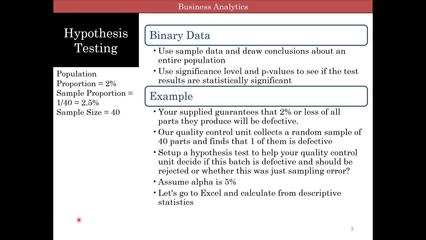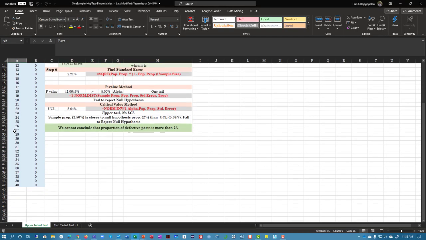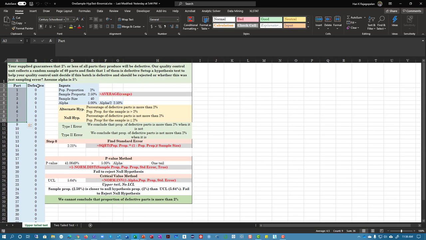Now let's take a look at Excel and see how the data is set up. Here we have the data, parts 1 to 40, and whether each is defective or not. Part 5 is defective out of the 40 parts. So here you have 1 out of 40 which is defective, and that's pretty much how we represent the data here.